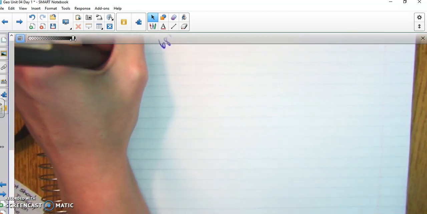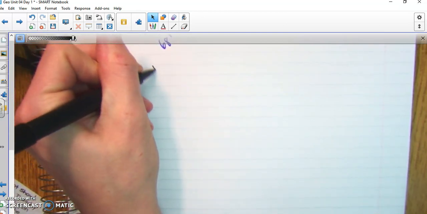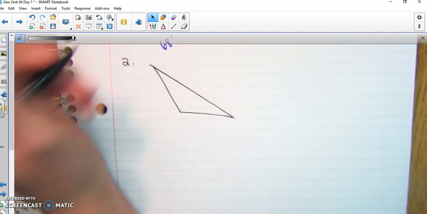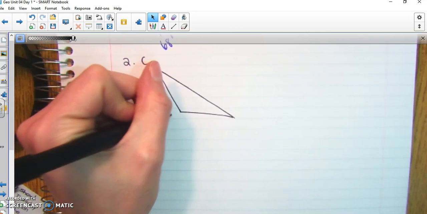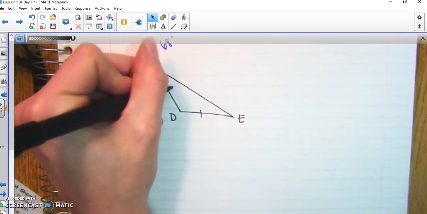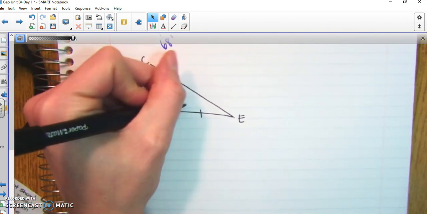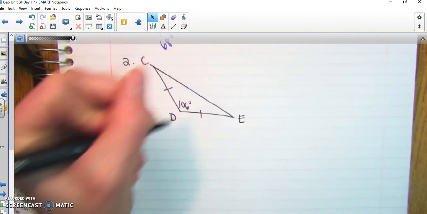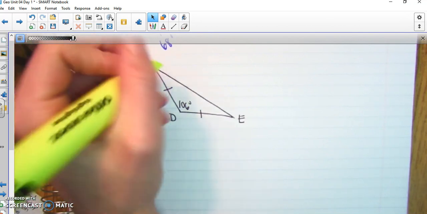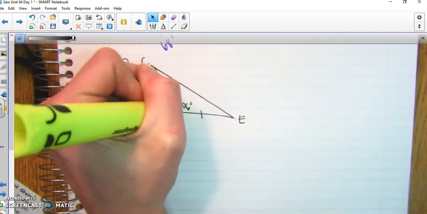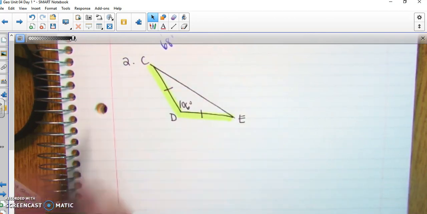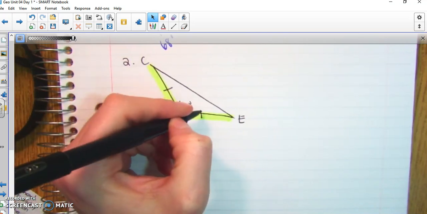So we have number 2, and my picture is going to look a little different than the first one, but it's still going to be an isosceles triangle, CDE. And I'm going to tell you it's isosceles, and these two sides are congruent, and this angle is 106 degrees. All right, so I have this side CD and this side DE are congruent, and let's look at the angles that are across from them.